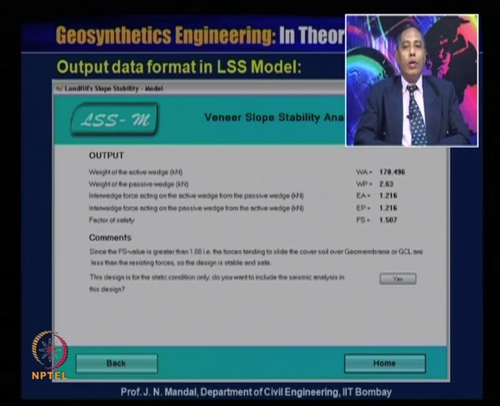So, you know that WA, WP, EA, EP, you can calculate the factor of safety. So, factor of safety is 1.507. Comment: since the factor of safety value is greater than 1, the force tending to slide the covered soil over the geomembrane or geosynthetic clay liner is less than the resisting forces. So, the design is stable and safe.